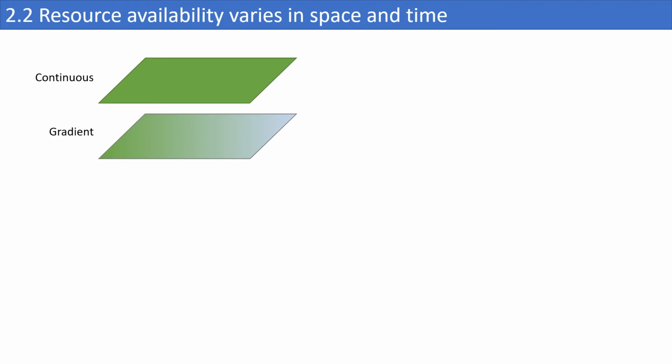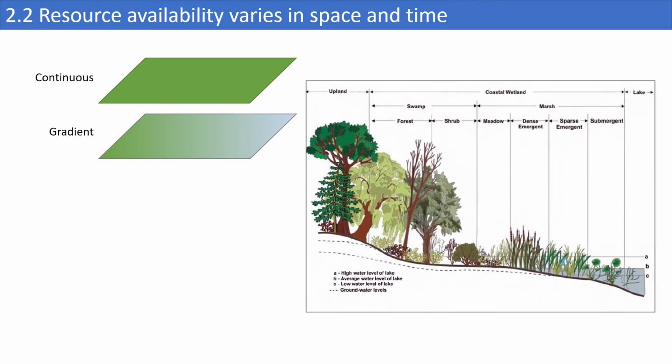Variability as gradient. These resources increase their abundance gradually in space. Typical example for this are resources in alpine environments or along coastal lines. An example is the variation of the water gradient in coastal wetlands. The further you get from the coast, the lower the water concentration is in the soil.